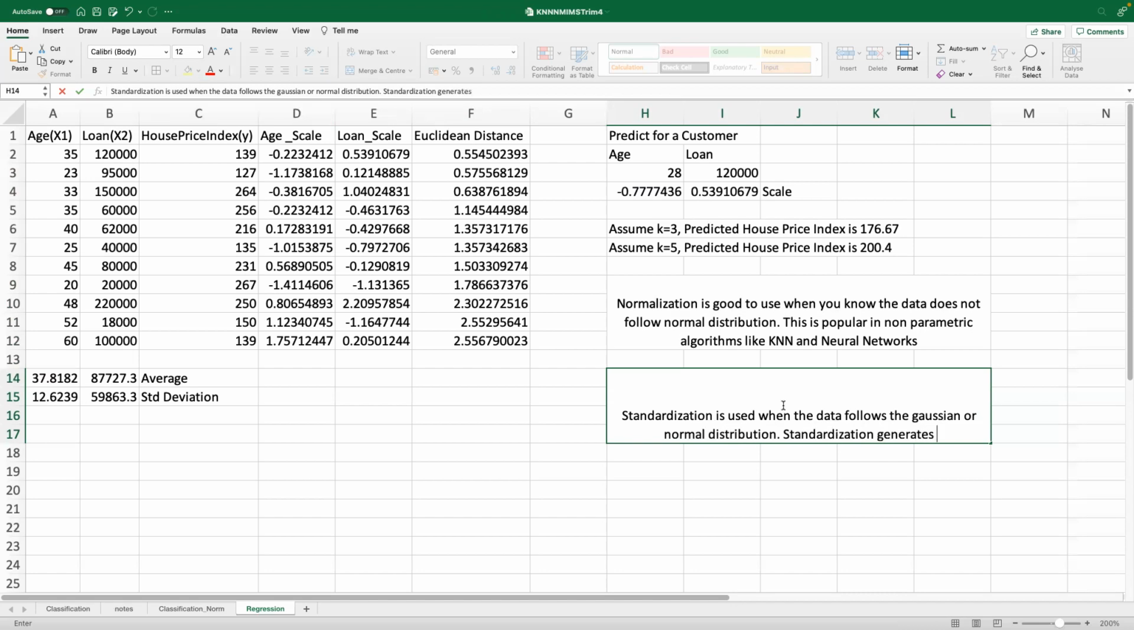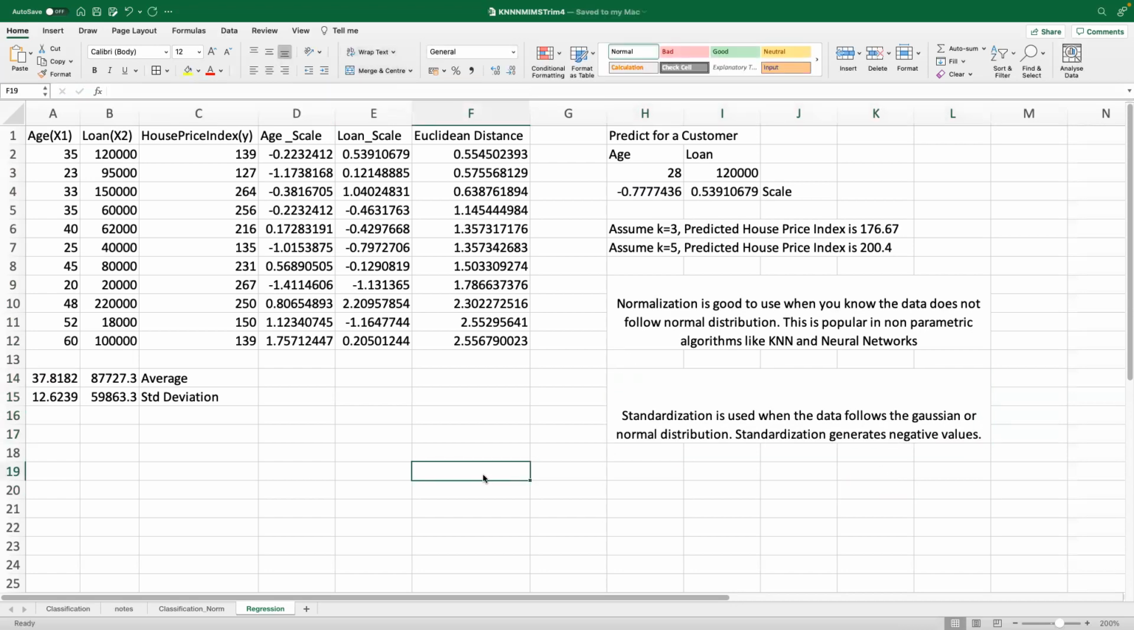Standardization generates negative values also, whereas normalization does not generate negative values. That is another difference you need to understand when you are deciding what to use, standardization or normalization.